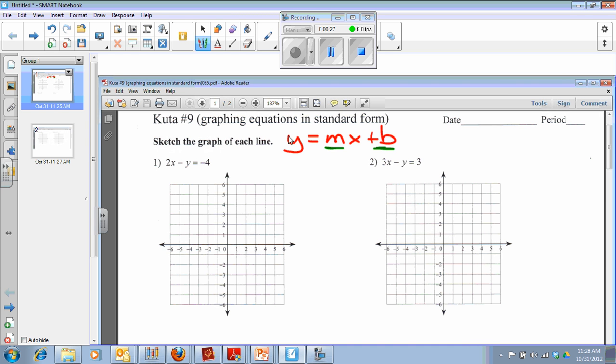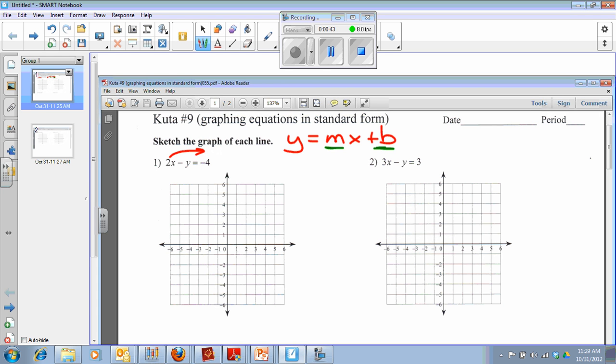So for problem number 1, I'm trying to get y out by itself. So that means I'm going to start to move some things around. I'm going to take this 2x and I'm going to move it to the other side of the equal sign, or the other side of the equation. And when I do so, the only thing that happens is it changes signs.